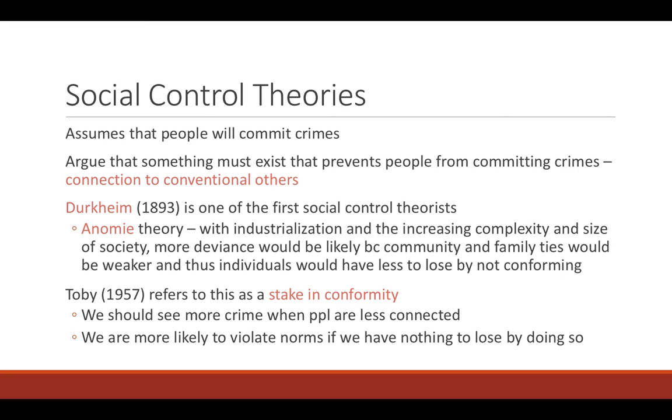And he talks about how when industrialization occurred, societies became complex, they became much bigger, and more deviance was likely because community and family ties are weaker. So we have less to lose by not conforming. Toby refers to this as a stake in conformity. We should see more crime when people are less connected, and we're more likely to violate norms if we have nothing to lose by doing so.